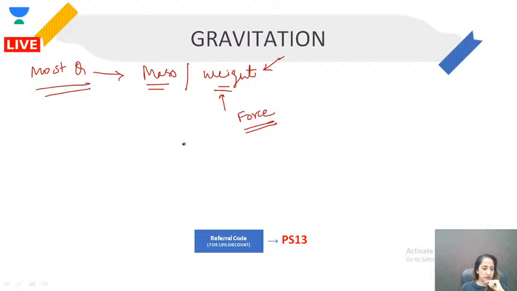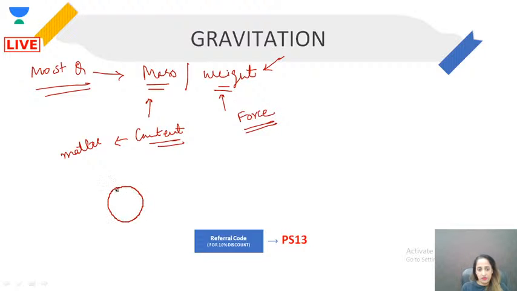Yes, absolutely, Mr. Perfect. So weight is actually the force and mass is actually the content. That is the matter present in something. So let's say we take the example of Mr. Vipin Kumar. Let's say this is our Earth, and over here is the Moon, and this is our Earth, and over here is space.